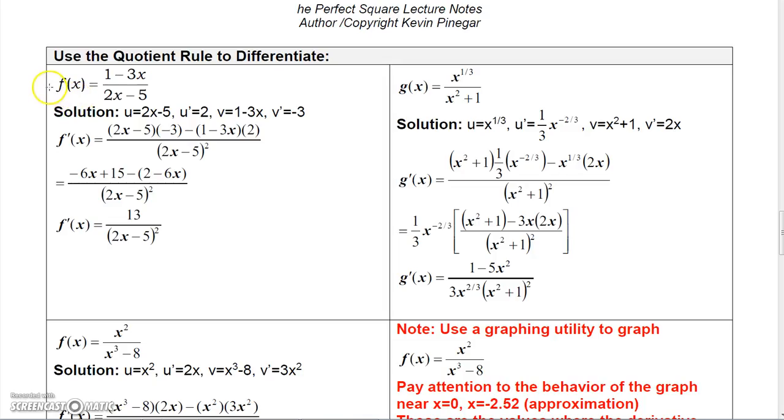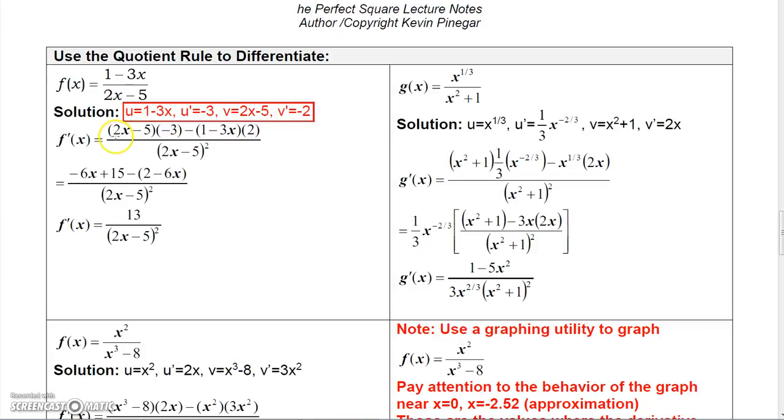Okay, this example is very much like the one I just did. So if you need to, freeze the video and go through my steps and see if you can get the derivative. Notice that u is 1 minus 3x, and I've got this written backwards here. So the answer is correct, but I had the terms backwards here. So u is 1 minus 3x, and u prime is minus 3. And then v is 2x minus 5, and v prime is negative 2.